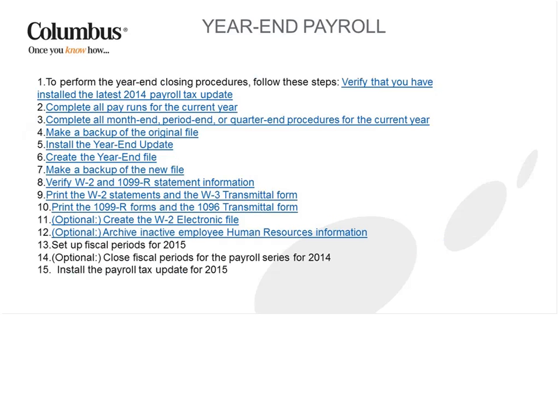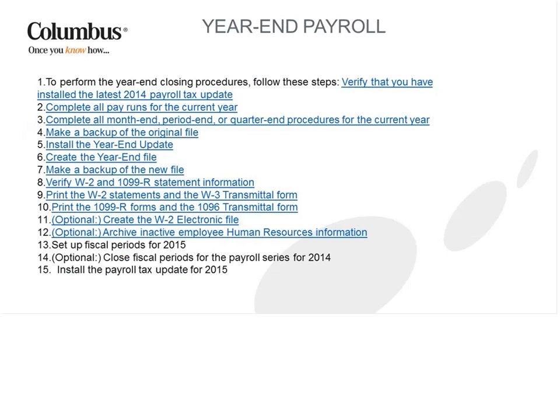So here's the year-end payroll, and we went through every one of these different steps. There are some things in here that are optional, so you definitely want to look at that KB article, which is where this comes from, and make decisions on the optional ones, whether your company wants to do them or not. If your fiscal periods haven't been set up for 2015 yet, you want to make sure that you do that, and we'll go over that in a second too.